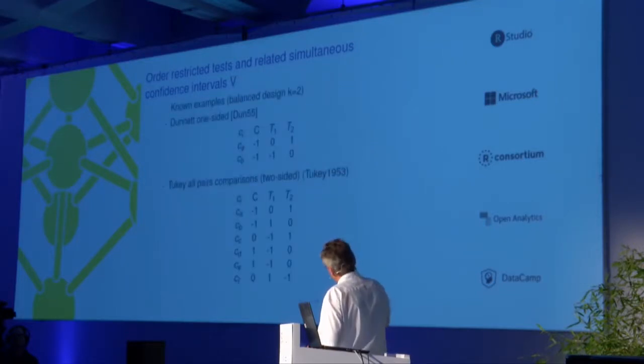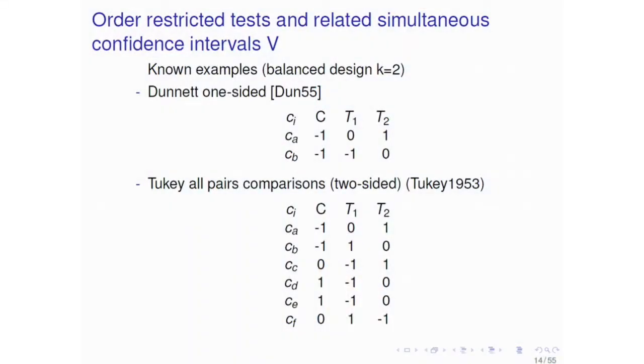So, first one, Dunnett procedures. And you see here's a typo, it should be +1. You have a contrast, treatment 2 versus control, and treatment 1 versus control. Very simple. Or Tukey test. It's all pair comparisons, two-sided per definition.